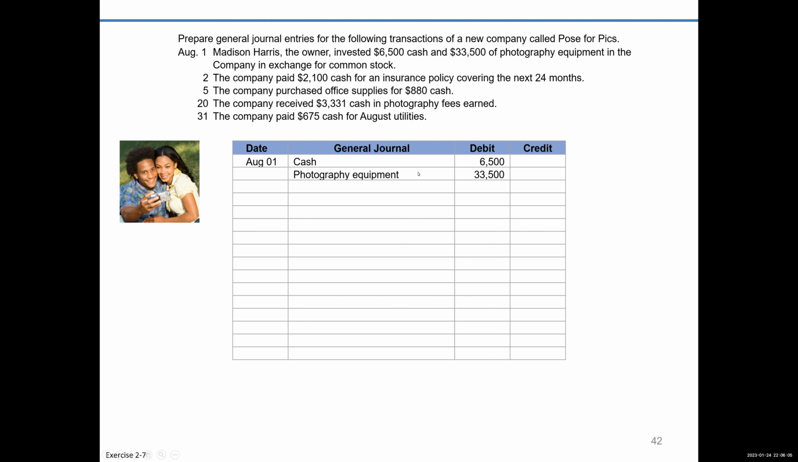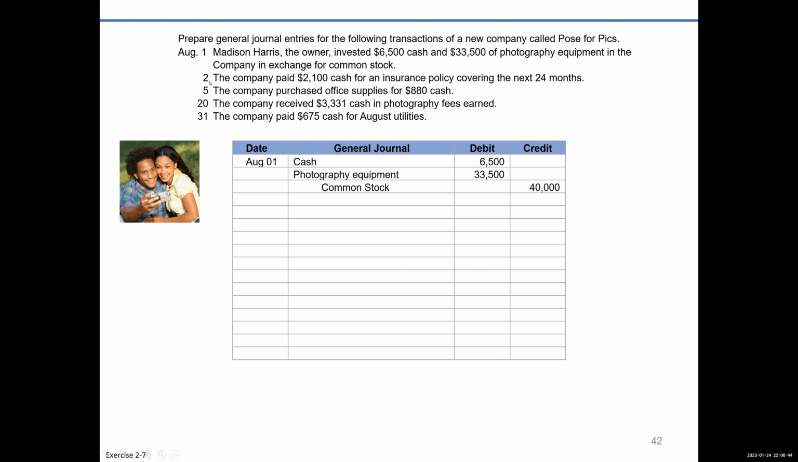Now, who gets claims to these assets? Well, the owner gets the claim. So we have to increase the owner's common stock account. And is common stock part of A? No. So we're going to increase it. So that's what we'll do. Credit common stock for $40,000. Now, where did I get the $40,000? Remember, your debits have to equal your credits. So you're going to add these two numbers to get our common stock number of $40,000. Debits always have to equal credits.